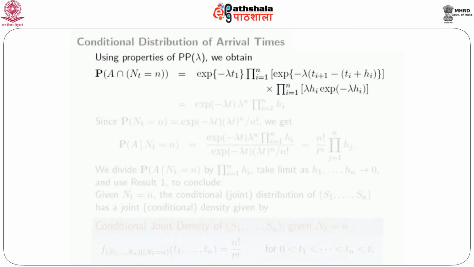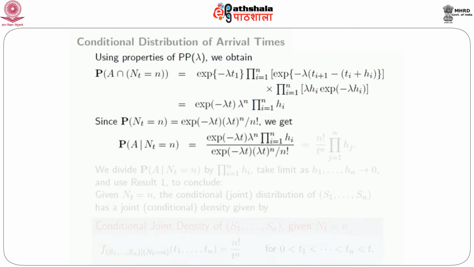So using properties of the Poisson process with rate lambda, we can easily obtain this probability. We use first of all independence of increments over disjoint intervals and the Poisson distribution of increments. Using both these things, that probability turns out to be exactly this, which after simplification gets to exponential minus lambda t times lambda to the power n into the product i equal to 1 to n of hi. But remember that the probability Nt equal to n is simply the Poisson probability mass function at n, with Poisson parameter lambda t. So it's given by exponential minus lambda t times lambda t to the power n over n factorial.